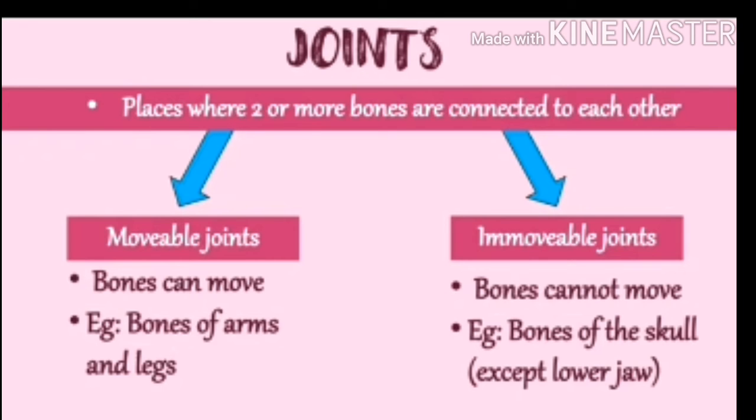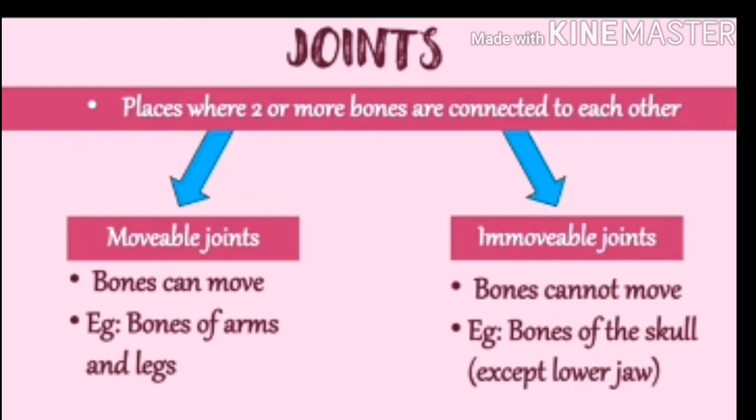There are two types of joints. The first one is movable joints. Movable joints means their bones can move. For example, the bones of arms and legs. Yes, we can rotate our arm, and there is movement in our leg bones. So that is a movable joint, where the bones can move.